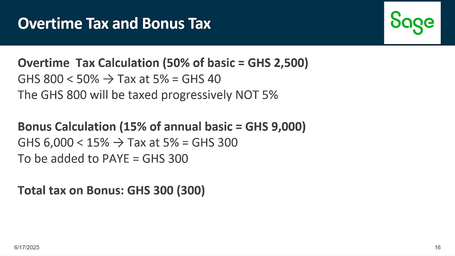Now, bonus calculation. 15% of annual base salary is 9,000, and his bonus of 6,000 is less than the 15%. So the whole 6,000 will be taxed at 5%, making it 300 as tax on bonus. So total tax on bonus will be 300.